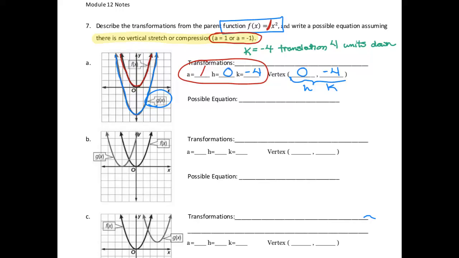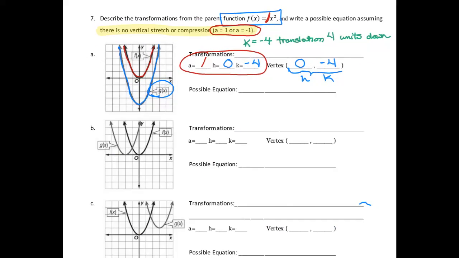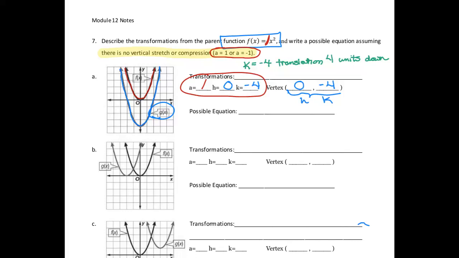All right. Possible equation. So we need to write the equation for that parabola. So we know it's going to start out, we're going to do this in vertex form, which is y equals a times x minus h quantity squared plus k. So y equals, what is my a value again? 1. So we put the 1 in place of the a. The x remains as x.